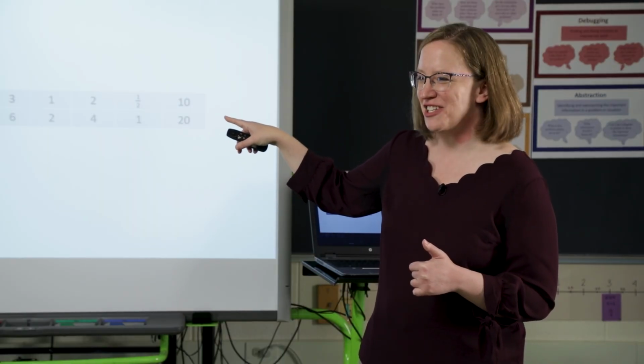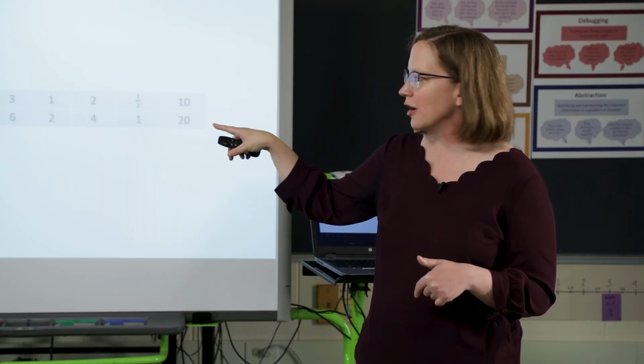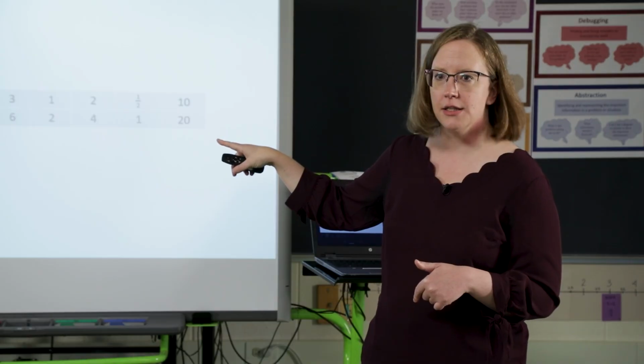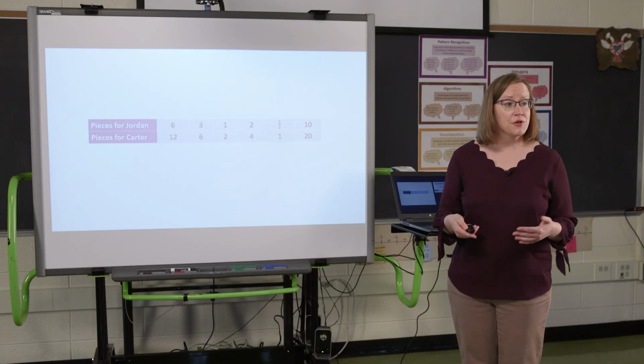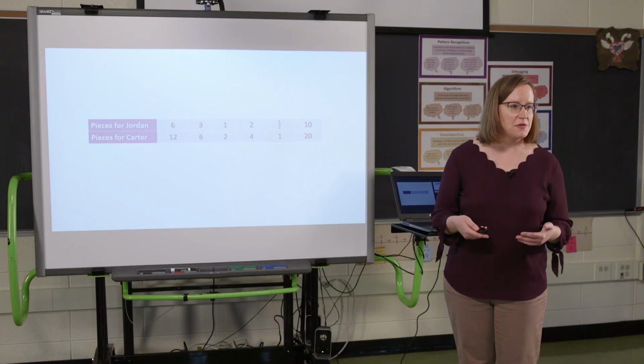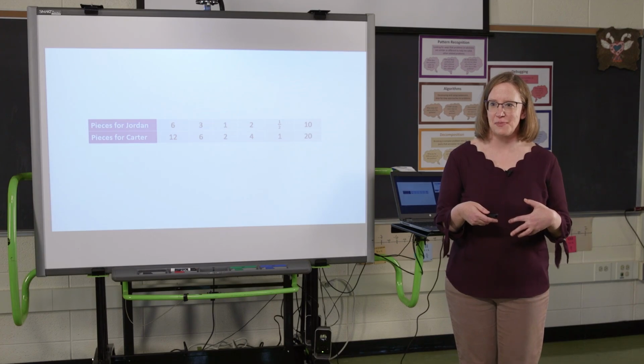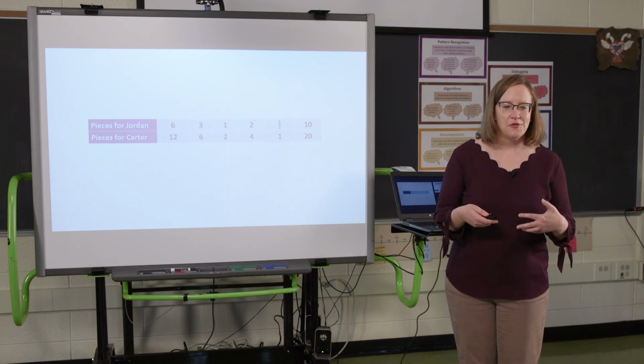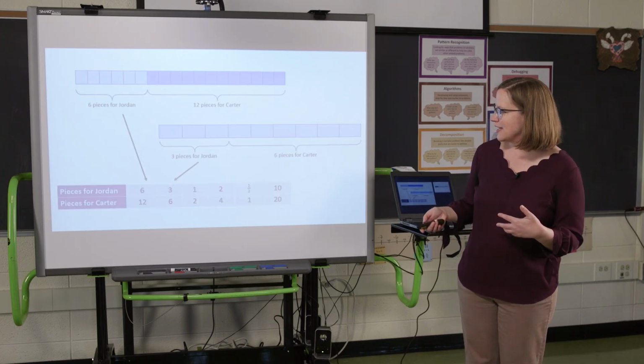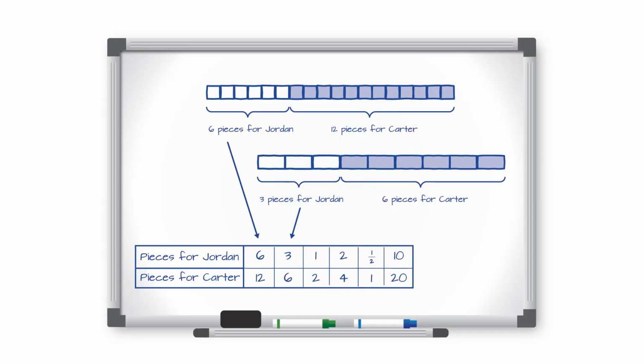So all the pieces that Jordan gets in each chocolate bar are on the top, and all the pieces that Carter gets are in the second row there. Tables are useful because they show a lot of important information in a really small space. So all that information we had in our two pictures is actually just in two columns of this table.